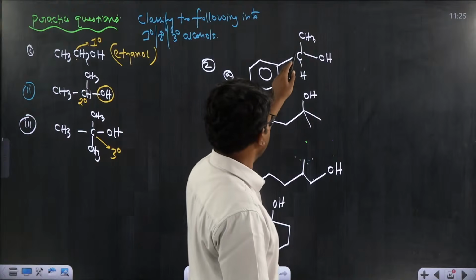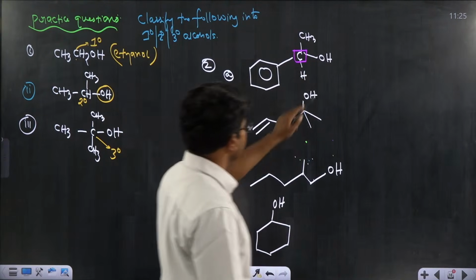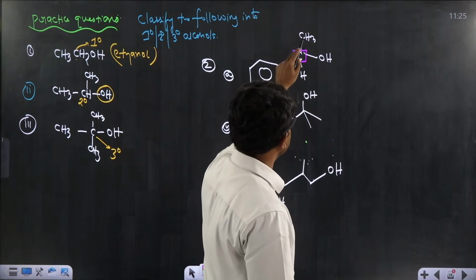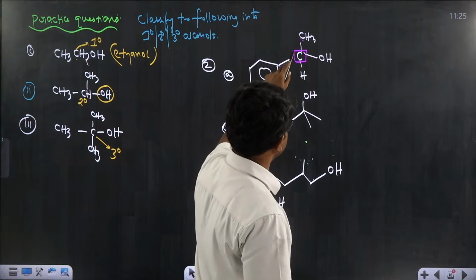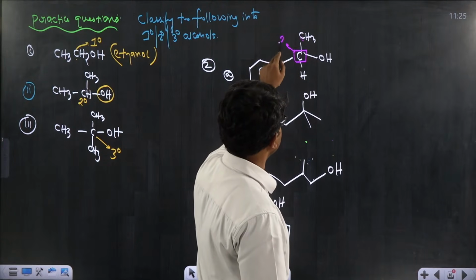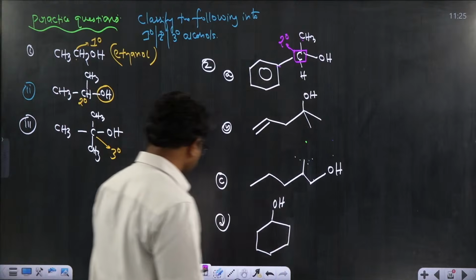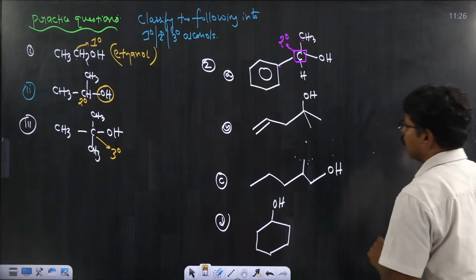Now if you look at this carbon, the one which is directly attached to OH, is it a primary, secondary or tertiary carbon? This is directly in contact with two carbons and hence it is a secondary carbon. The corresponding alcohol is a secondary alcohol.